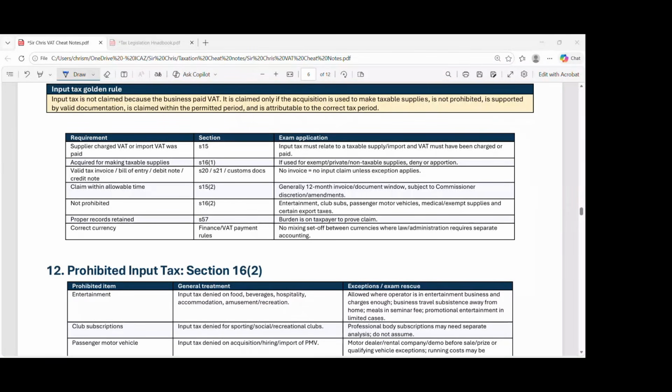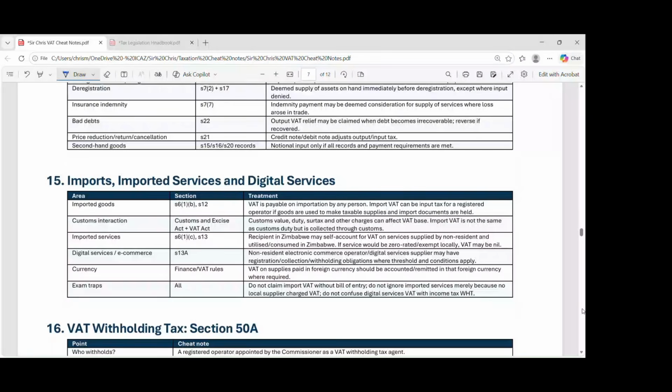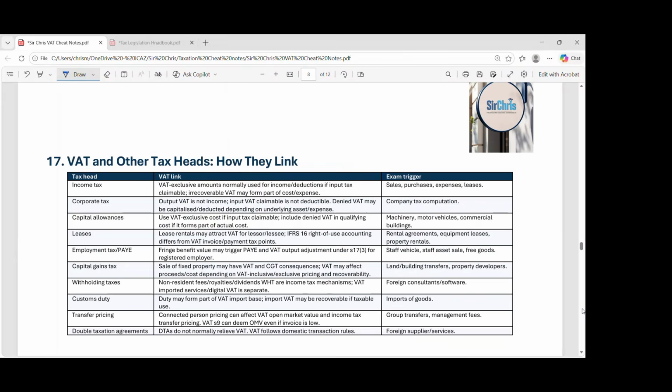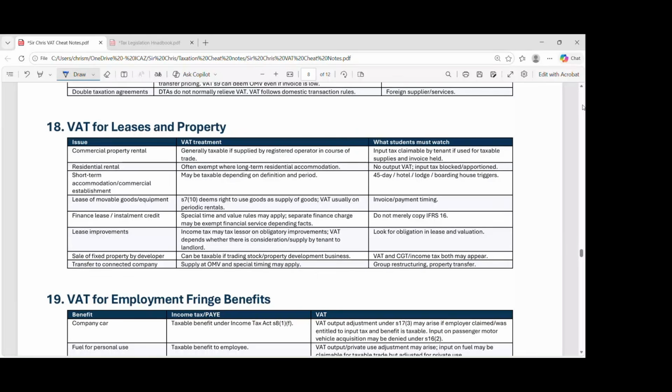All right. So I think people are happy. So these cheat notes, they are structurally detailed. They are detailed with everything, and which sections, specific sections. Then how about if it's VAT for leases? Isn't it? There are specific issues.